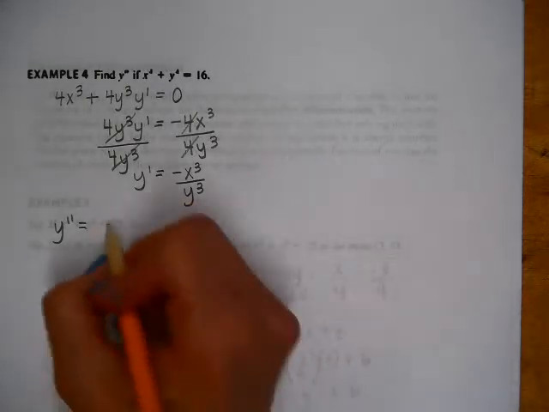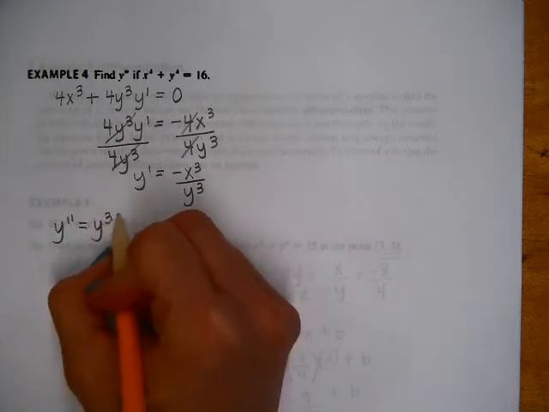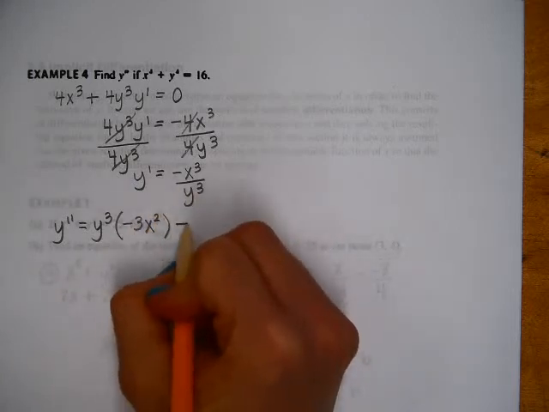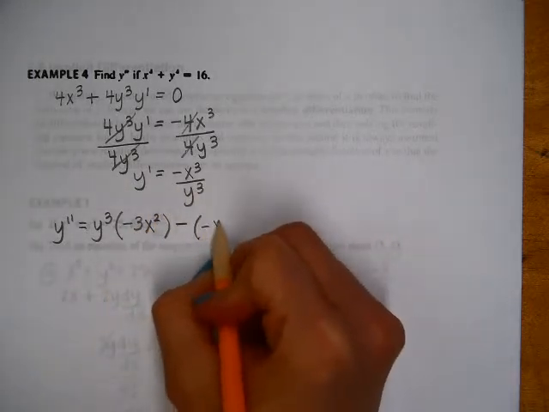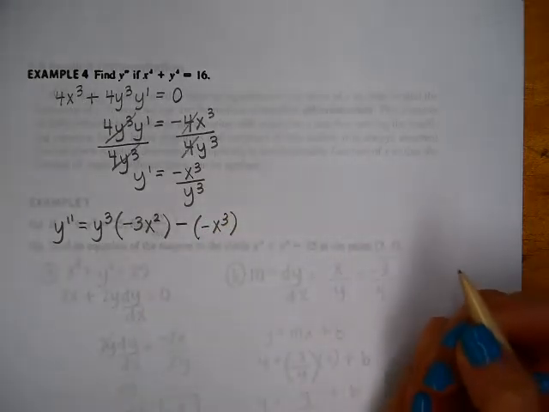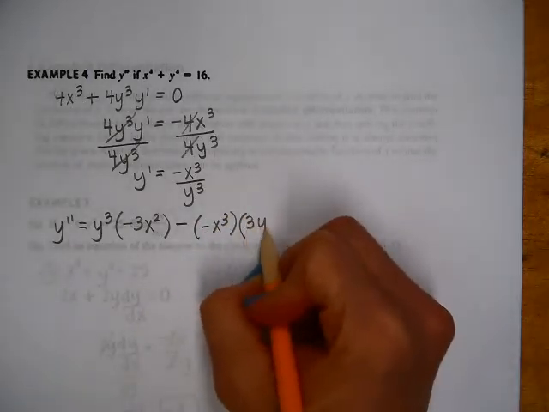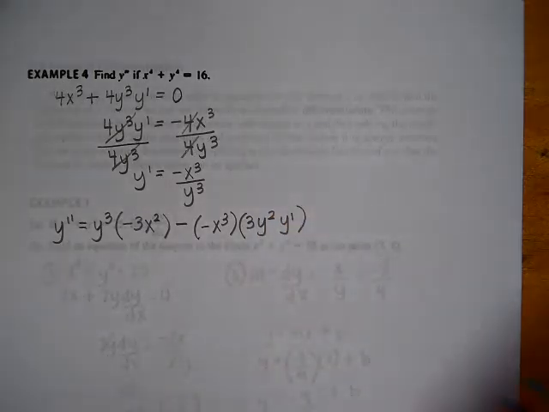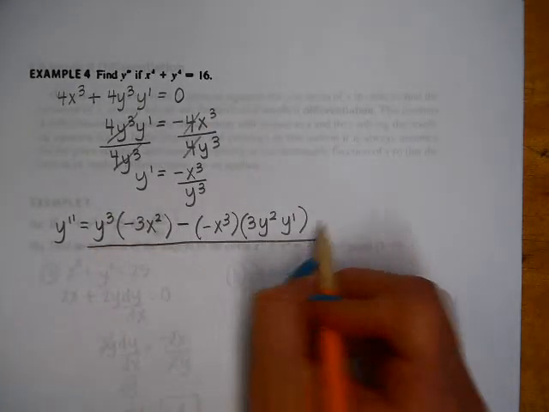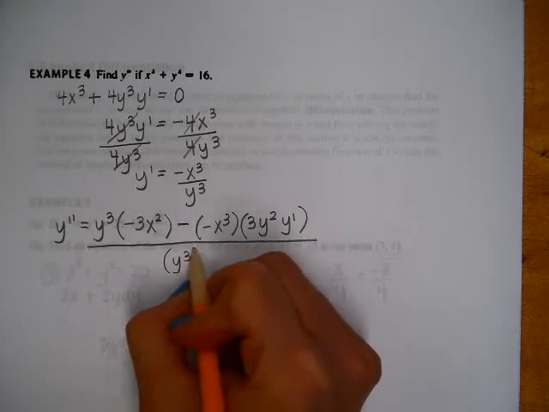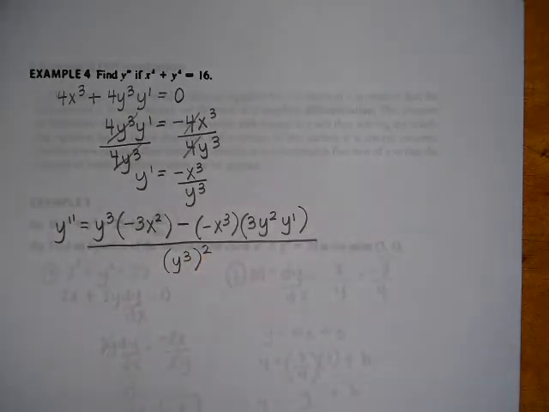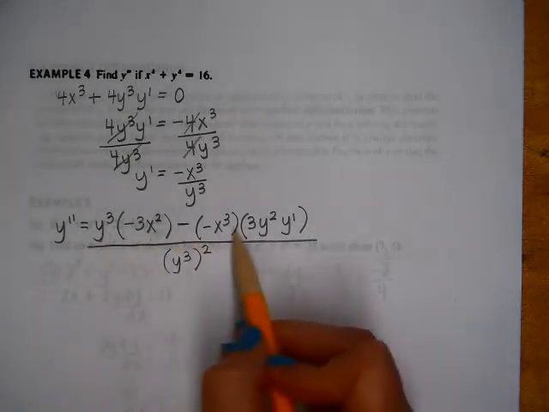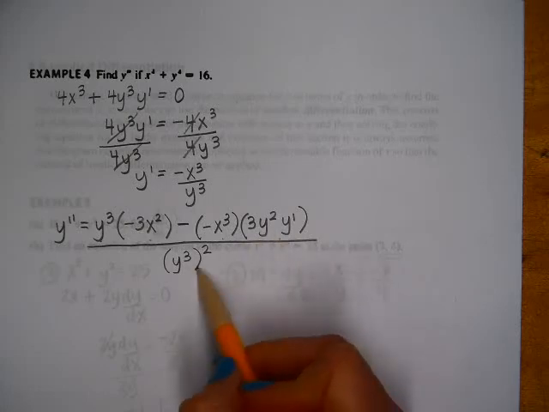Okay, so that gives us y cubed times the derivative of the top, which is negative 3x squared, minus the top as is, which is negative x cubed, watch your signs, times the derivative of the bottom, which is 3y squared y prime. Don't forget that y prime. All over the bottom squared, which is going to be y cubed all squared. Okay? So again, low d high minus high d low, all over low squared.